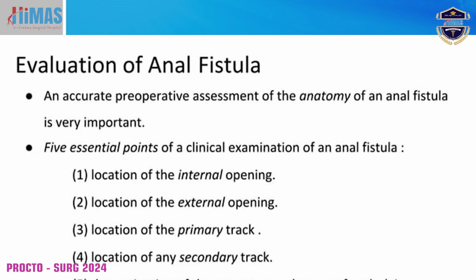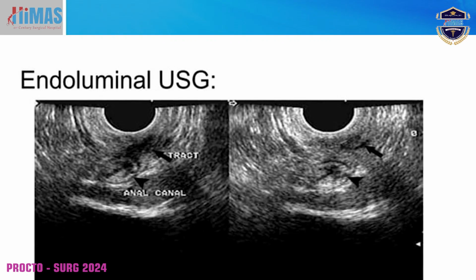What are the most important aspects in clinical examination? We need to define where the internal opening is, where the external opening is, is there a primary tract, is there a secondary tract. These are all the definitions we have to give on paper in clinical examination. For that, we may need a proper clinical examination by digital rectal examination and proctoscopic examination, followed by video rectoscopy, and sometimes sigmoidoscopy is also very important to rule out diseases like Crohn's disease and ulcerative colitis.